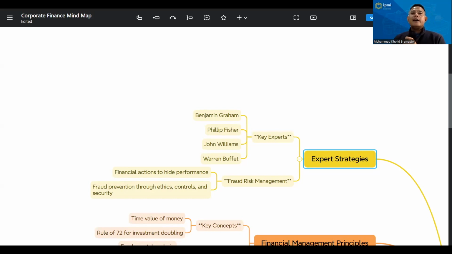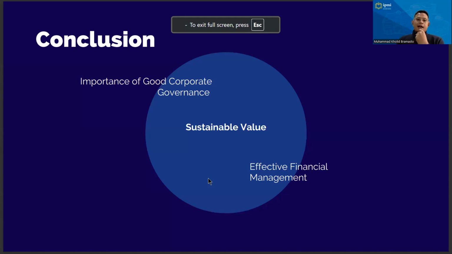So, in conclusion, it's clear that good corporate governance and effective financial management are the cornerstones of building sustainable value. By integrating a deep understanding of these principles into business processes, companies not only achieve long-term financial success but also ensure the satisfaction of their shareholders.